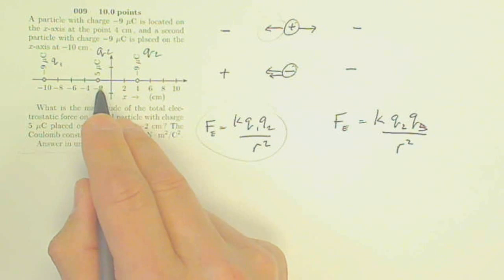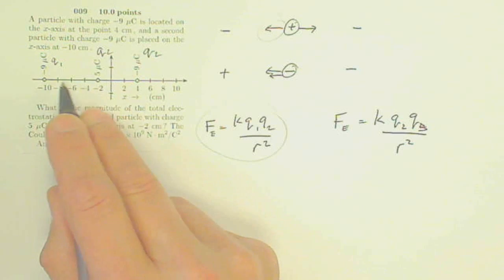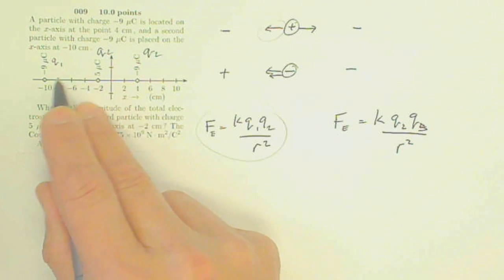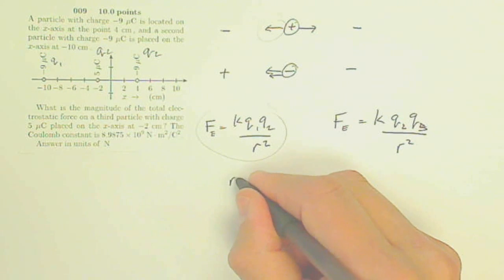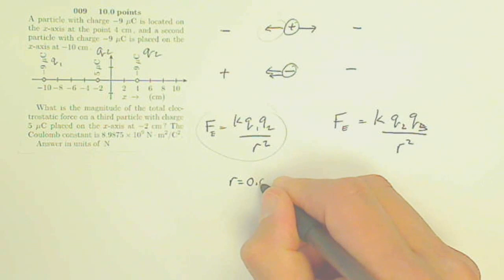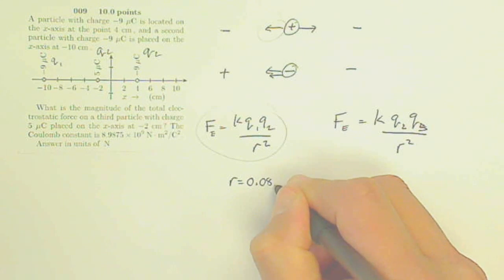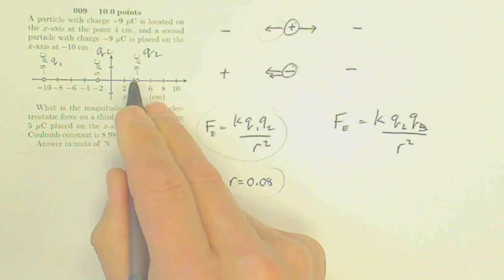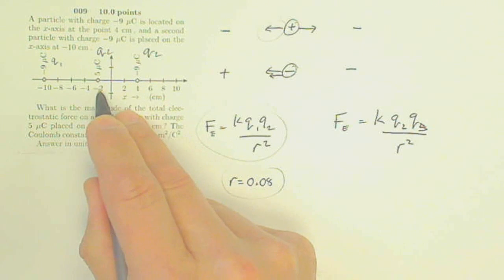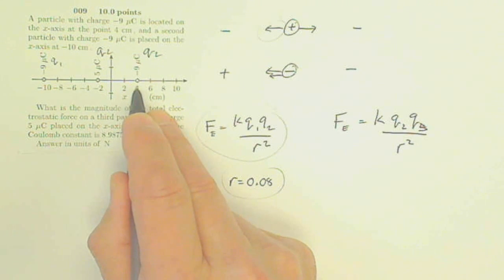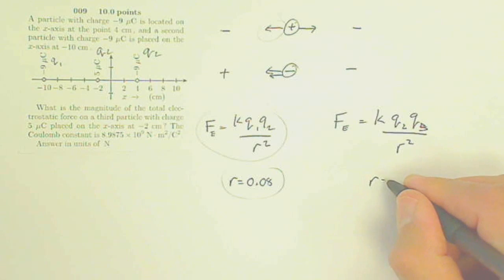So my first R, since this is -2 and this is -10, that's a difference of 8 centimeters. So for this one, my R is going to be 0.08 because I got to put it in meters. This one I'm going from -2 to 4, so I've got 2, 4, 6 centimeters. So this one, my R is going to be 0.06.